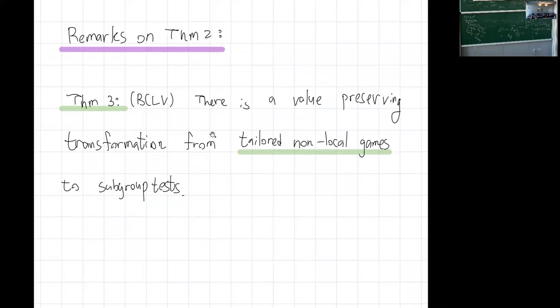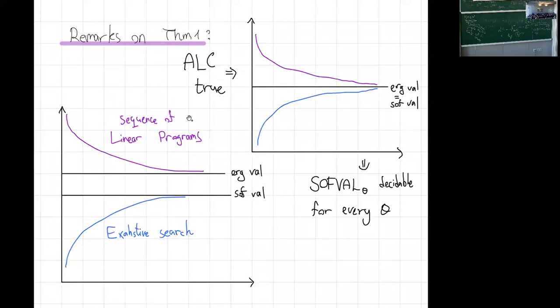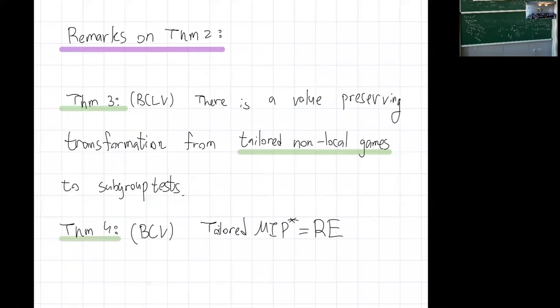Now, any questions about this? It's very clear what happens here, at least heuristically.